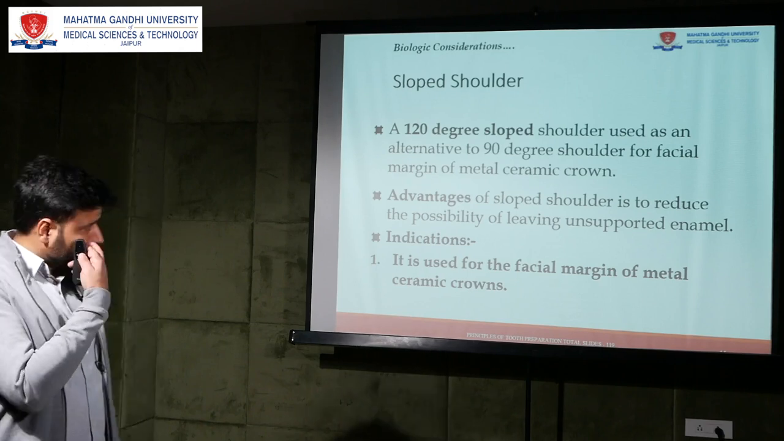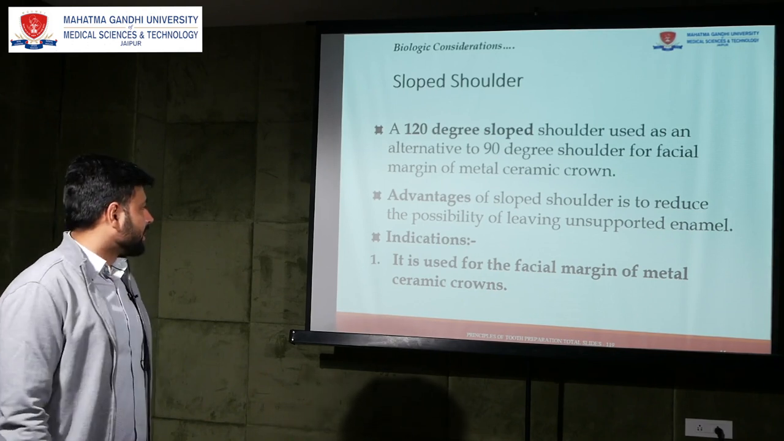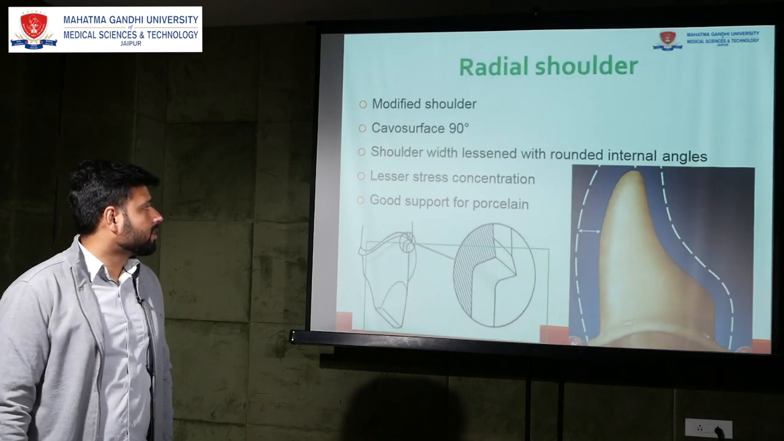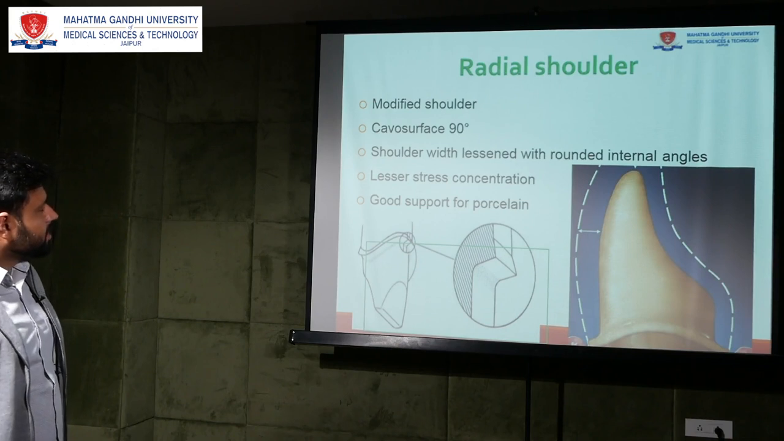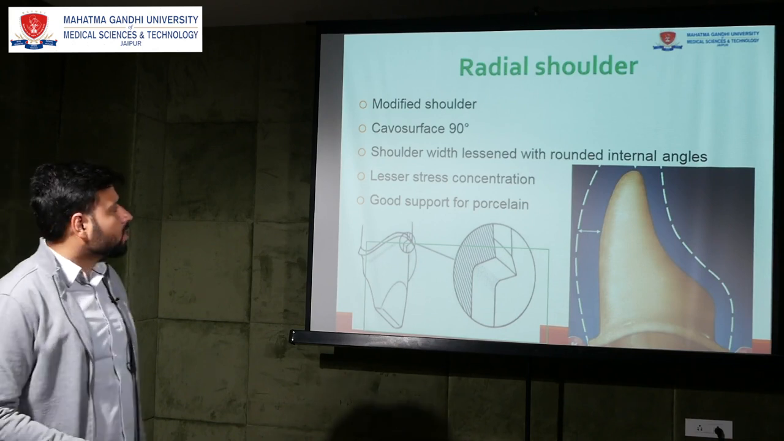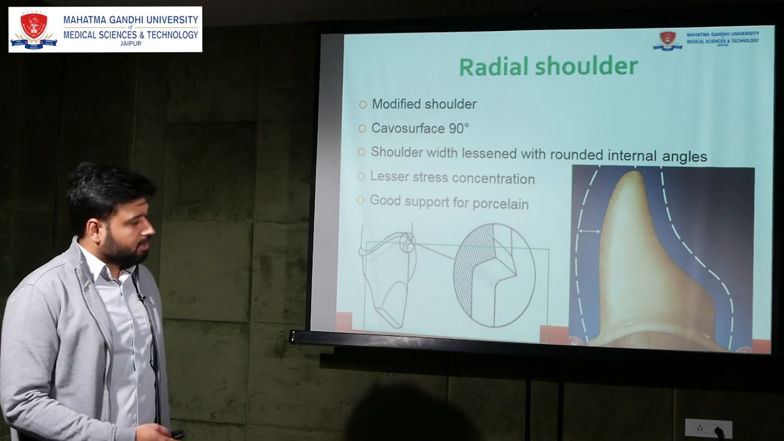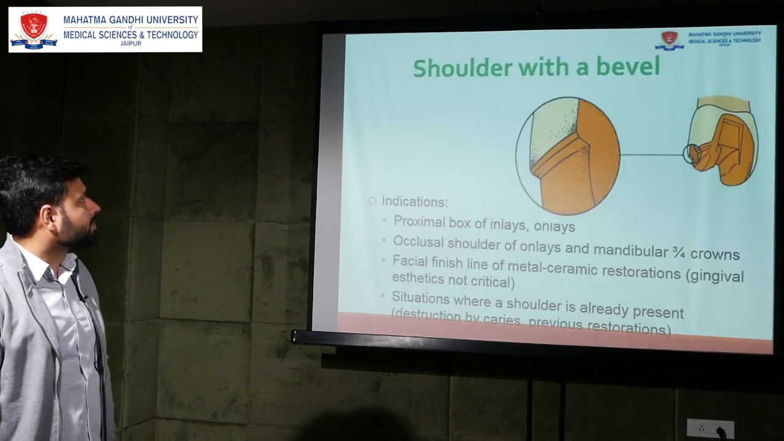The advantage of this finish line is to reduce the possibility of leaving unsupported enamel, and the indication of this type of finish line is for metal ceramic crowns. Then we have a modified shoulder, that is the cavosurface angle, it is 90 degrees, a shoulder with a lessened, rounded internal angle. The advantage of this finish line is lesser stress concentration and good support for the porcelain.